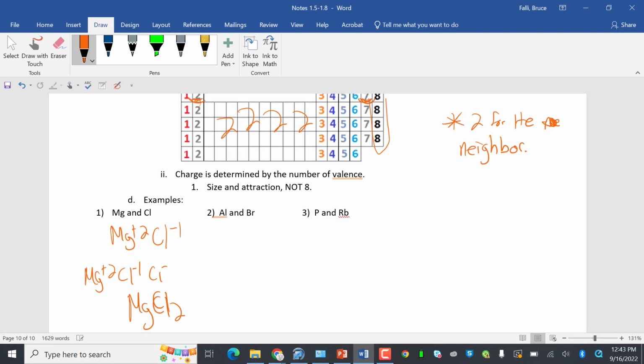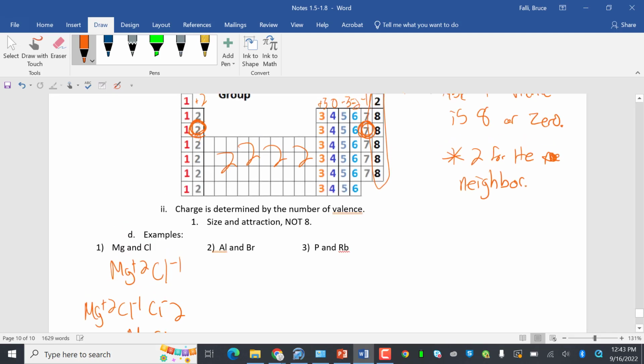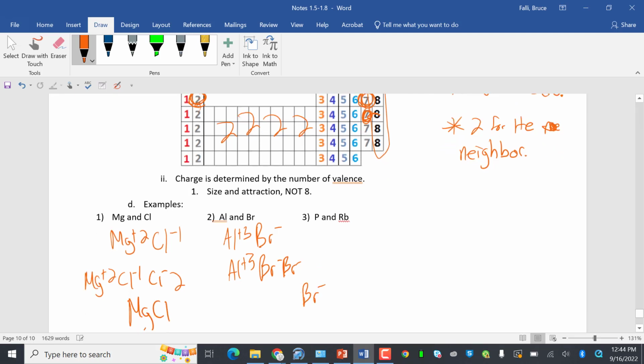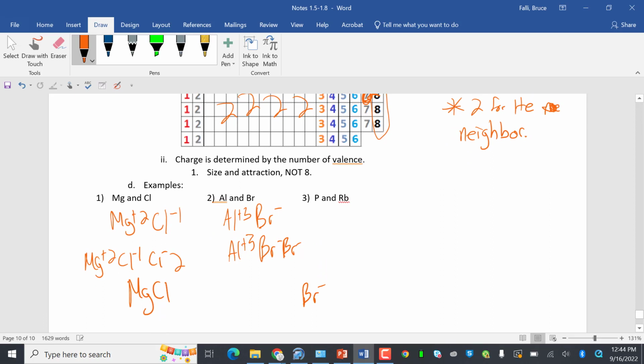Aluminum has 3 valence electrons, but it's a metal. Metals lose their electrons, Al +3. And bromine is a nonmetal. Bromine is right here. It has 7. It's going to gain 1, Br -1. It takes 3 negative bromines to balance that out. So that would be AlBr3.